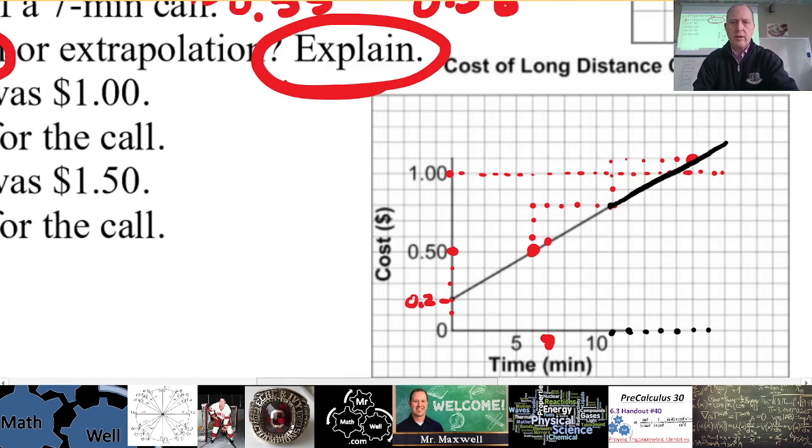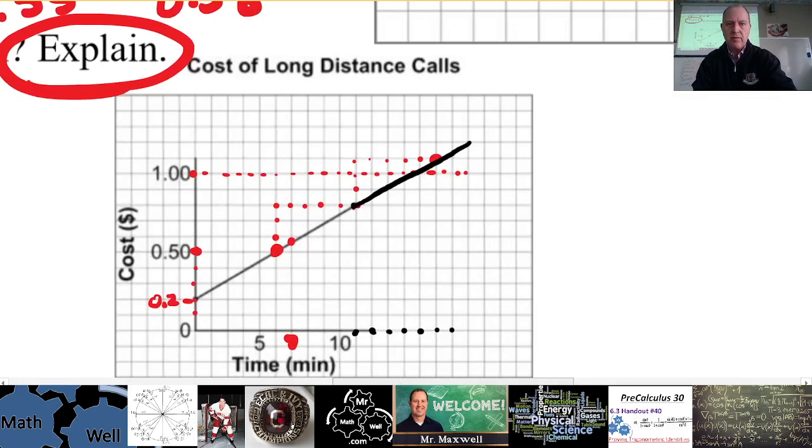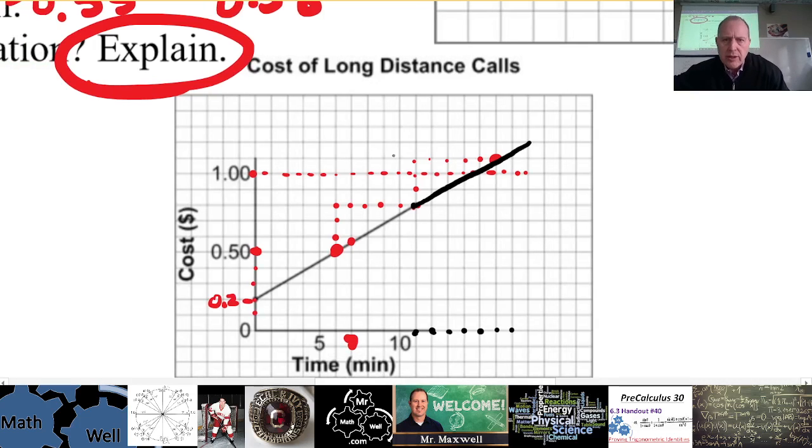So the question says, I'm on B, the cost of the call was $1, estimate the time for the call. So that should be about, what do you say? So 11, 12, 13, 14, 15, about 15 minutes? Yeah, no, what is it, 14? So 14 is right here. No, it should be beyond that. It's going to be just over between 14 and 15, at least.